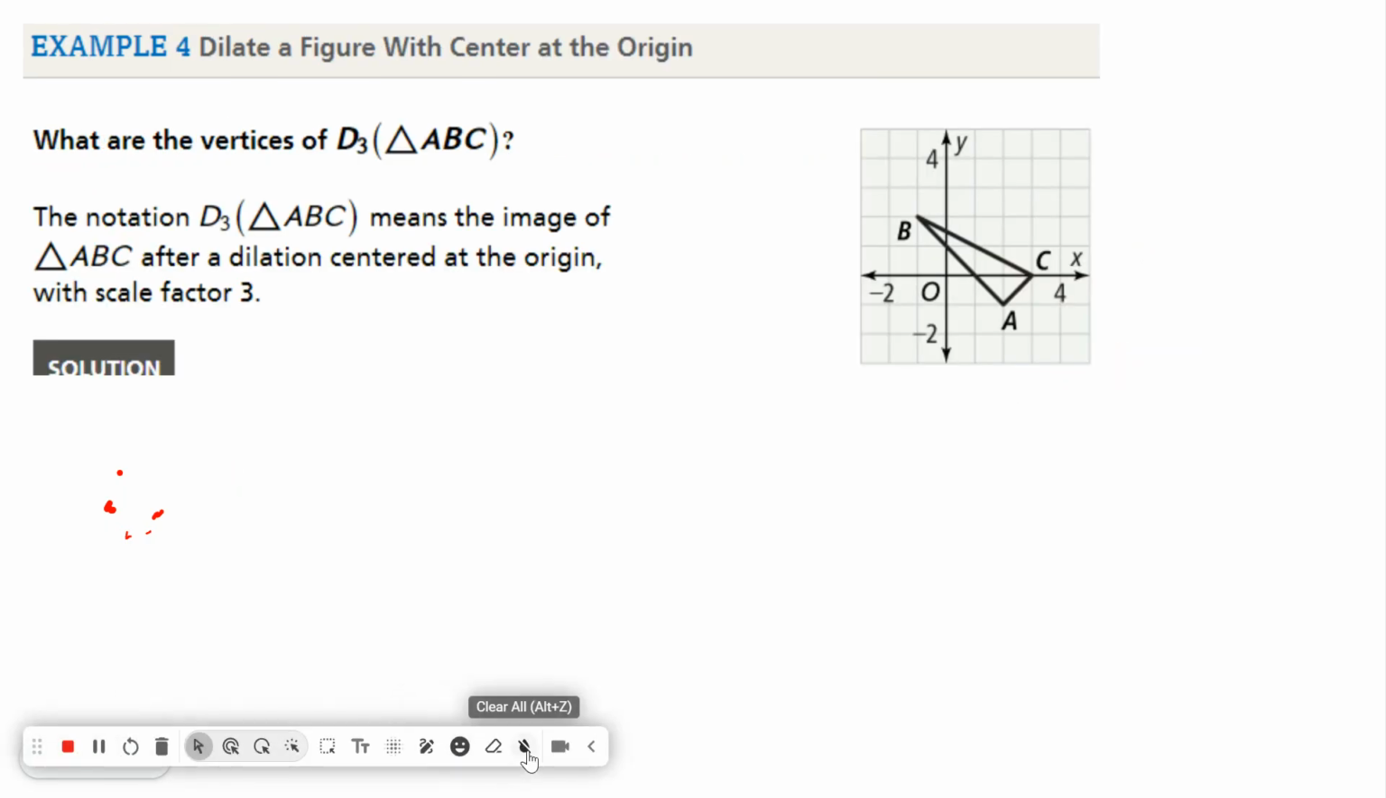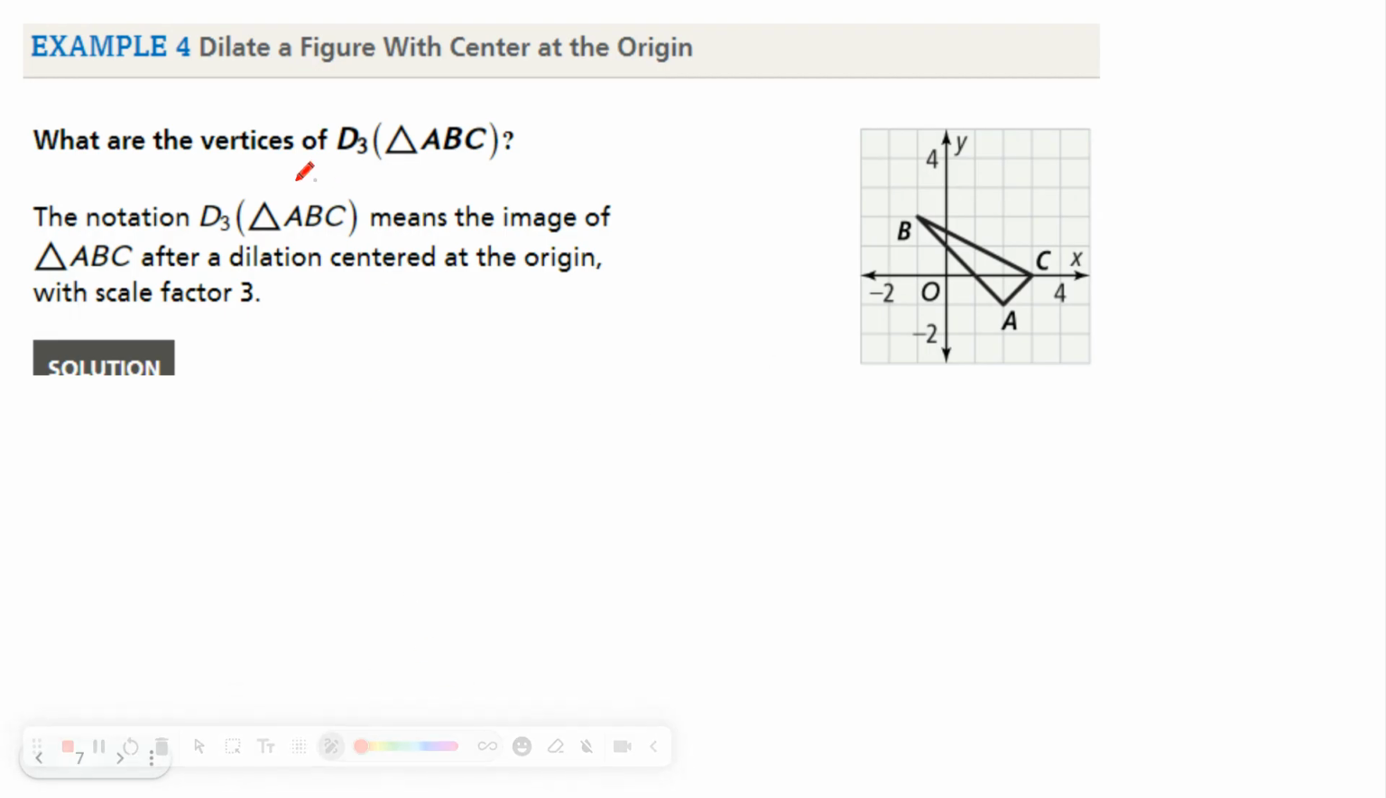Okay, so we are now on a coordinate plane, and it says, what are the vertices of a dilation of a scale factor of 3? Now notice there's no center of dilation, so this means the center is the origin, as it says down here, and we're doing triangle ABC. So again, if I interpret what this means, it means we're going to do a dilation centered at the origin with a scale factor of 3.